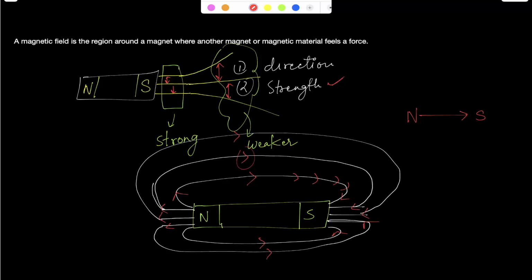Now, let's talk about the magnetic field around a current carrying wire, because we are talking about magnetic fields, so wherever it is present, we'll discuss that. How will the magnetic field around a current carrying wire be represented? Say for example, this is a wire. It's a thick wire.